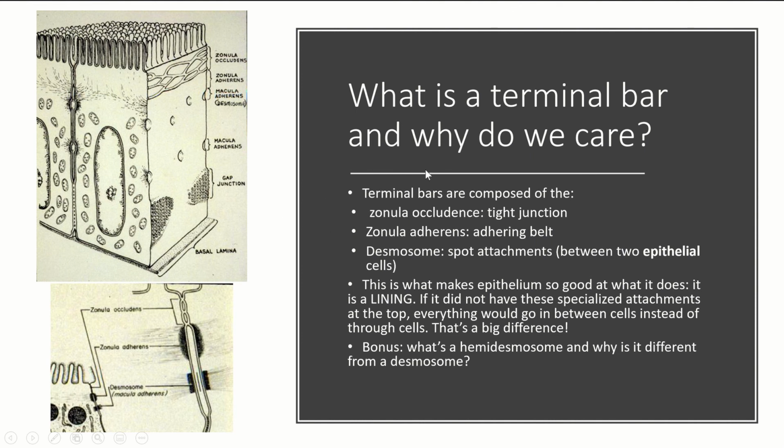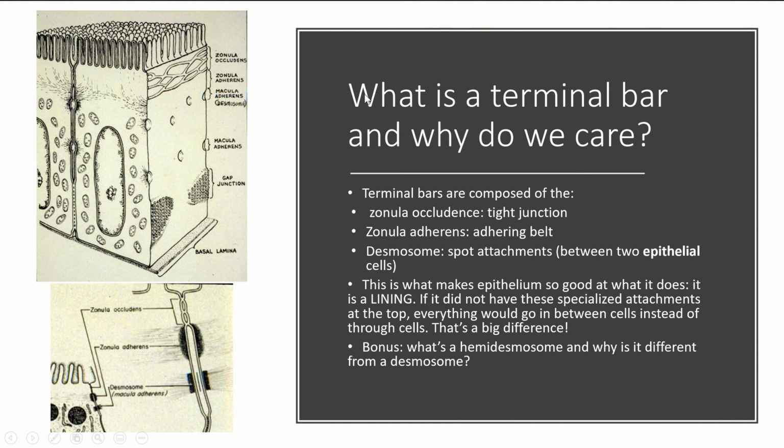These terminal bars are made up of three big things, and I do need you guys to know this. The first one is the zonula occludens. The zonula occludens is this topmost structure that wraps around the cell and connects it to all the other cells around it. It is a tight junction, so that is what's waterproofing you. It is a very tight junction that sticks these two cells together so that nothing can go in between them.